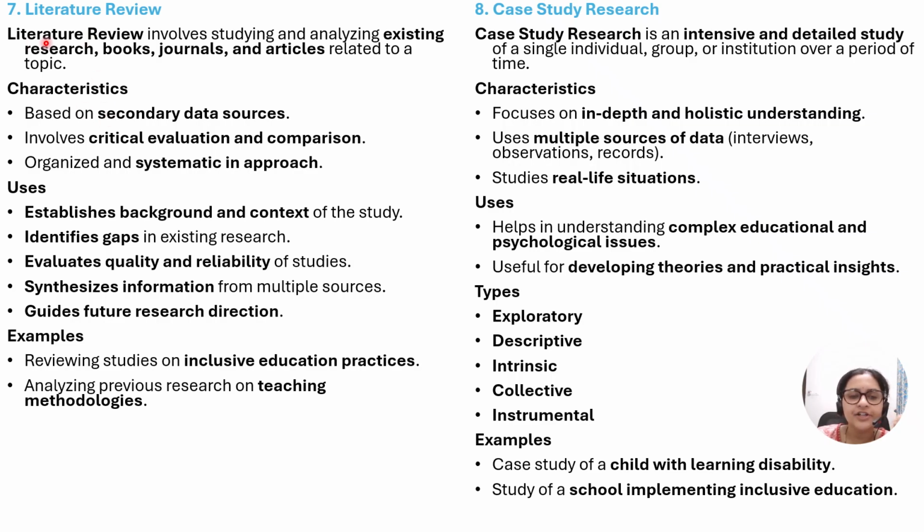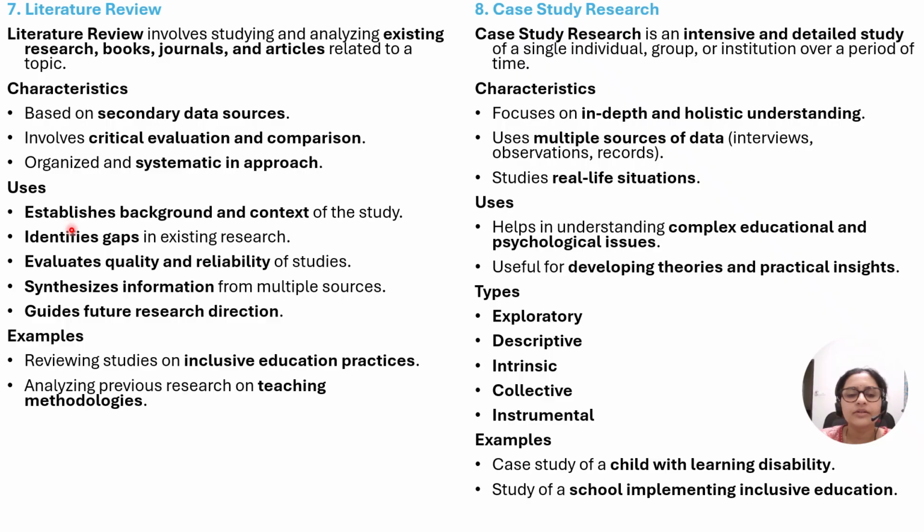Then comes literature review. It involves studying and analyzing the existing research books, journals, and articles related to a topic. What are the characteristics? It's based on secondary data source. That is, someone else has written the literature and you are studying it. It involves critical evaluation and comparison. It is organized and systematic.